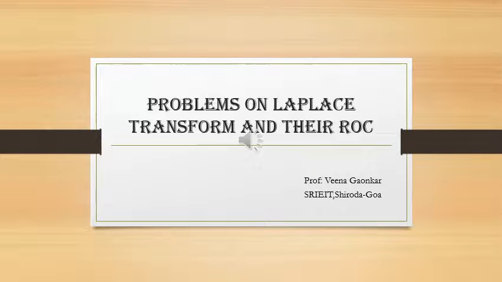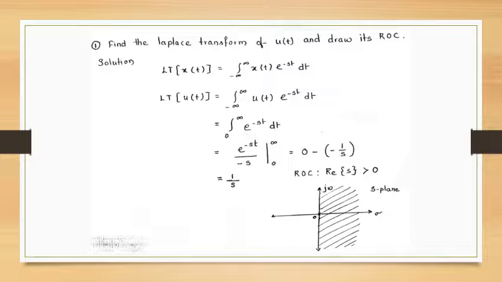In this lecture of signals and systems, we will solve some problems on Laplace transform and draw their ROCs. Consider the first signal, u of t. For a unit step signal, we need to find the Laplace transform and draw its ROC.